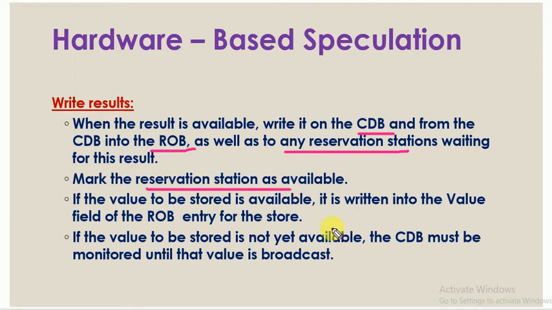If the value to be stored is available, it is written into the value field of the ROB entry for the store. And if the value to be stored is not yet available, the CDB must be monitored again and again to check whether the value is currently available. So if the value is available, move the value to the ROB. We need to have an entry on the reorder buffer.